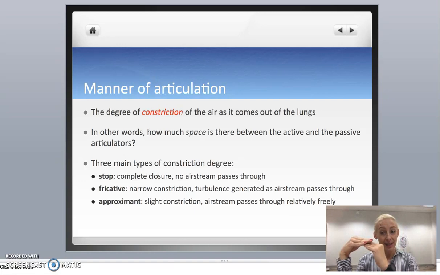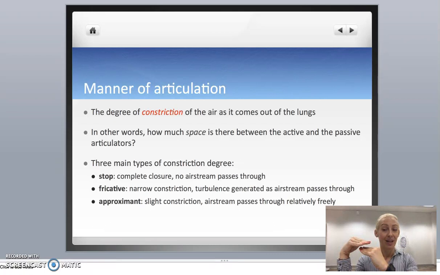Then the next level is fricatives. And that means that the active and the passive articulator are very close, but not touching. So there is this very, very narrow gap through which the air moves. And finally, we have approximants where there is quite a lot of space.